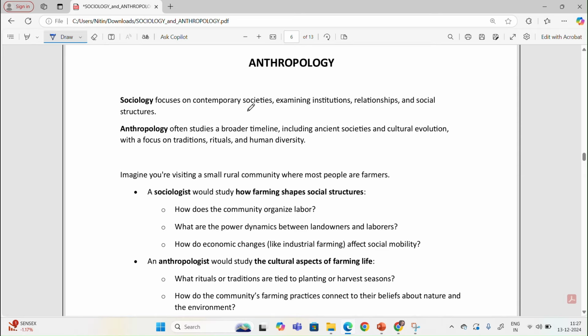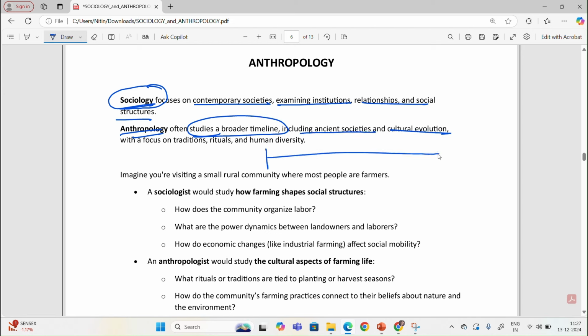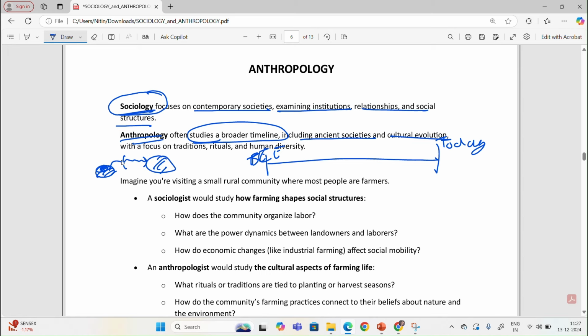Now let's come to anthropology. So here we need to understand a few things, like how sociology and anthropology are different. First, sociology focuses upon contemporary societies, examining the institutional relationship between social structures. And anthropology is a study of a broader timeline, focusing more on ancient societies and cultural evolution. So say this is anthropology from the BCE period to today. So anthropology will focus on how one event evolved into another event and how culture played a role in it.